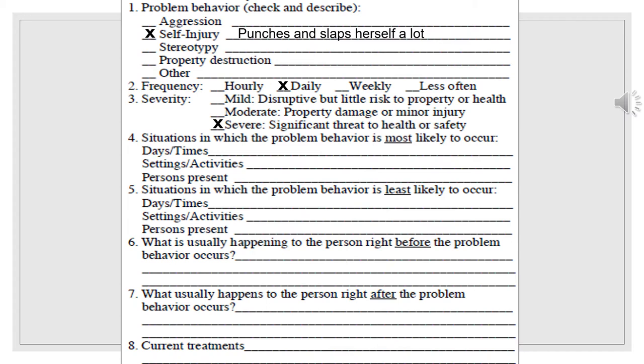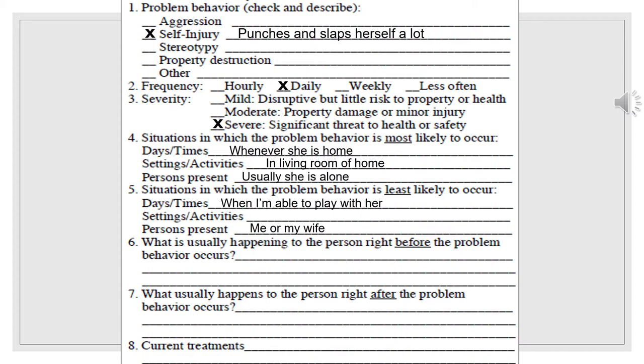When asked when the behavior is most likely to occur, Jane's mother reported that it occurs whenever Jane is home, specifically when she is in the living room. She also reported that Jane engages in this behavior when she is alone. When asked when the behavior is least likely to occur, Jane's mother reported that it rarely occurs when she or her wife is interacting with Jane.